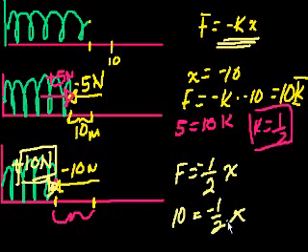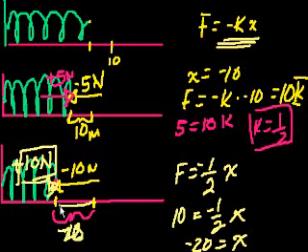And so what is x? We'll multiply both sides by minus 1/2, and you get minus 20. I'm sorry, multiply both sides by minus 2. You get minus 20 is equal to x. So it's minus 20. So x goes to the left 20 units. So that's all that it's telling us.